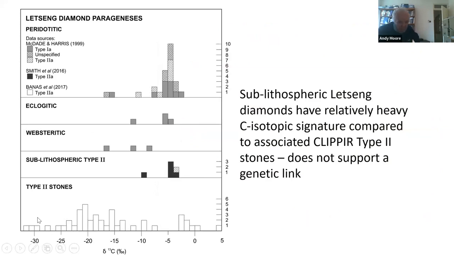And this is further underlined at Letseng. These are the clipper stones, another important clipper producer, again biased towards light carbon isotopic signatures. And these are the sublithospheric stones. The black ones are the samples studied by Evan Smith and co-workers. They have heavier isotopic signatures, and don't provide strong support for a link to this population. It doesn't rule it out. It's a very small population, but it certainly isn't shouting out that these sublithospheric diamonds are linked to the associated clipper suite.